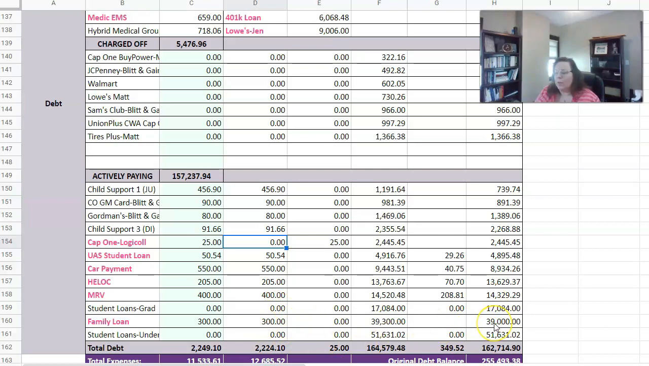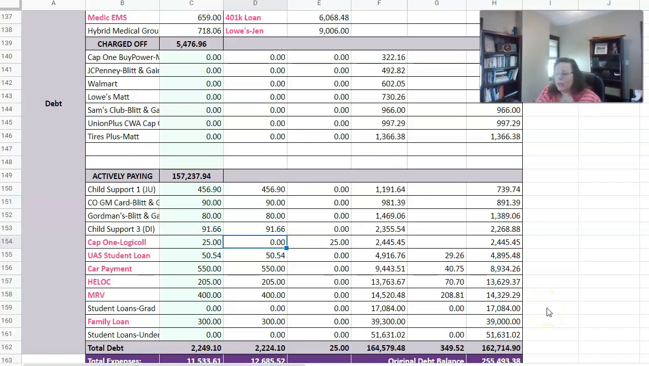$300 to the family loan, which brought us to $39,000, and then nothing to the undergrad student loans, and that total is $51,631. So our total debt payments were $2,224. You can see here where we started at $164,579 at the beginning of the month. After all the payments were applied and taking into account the interest, then we have a $162,714 balance remaining on our debts.